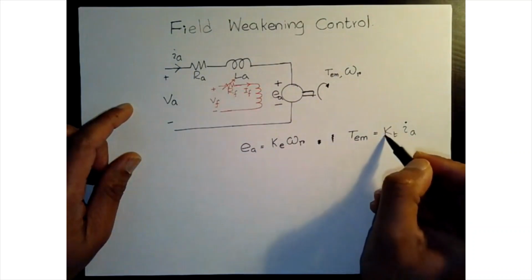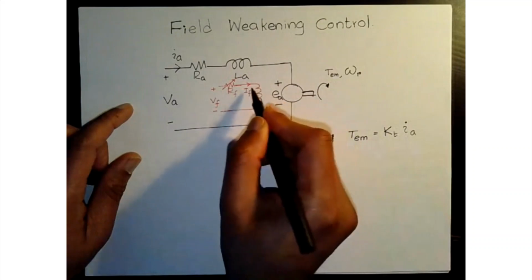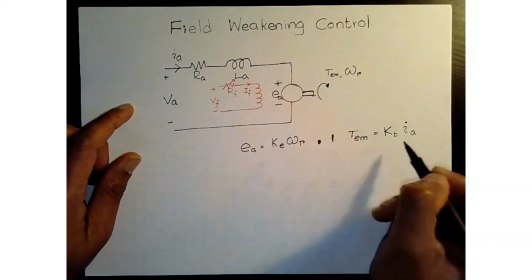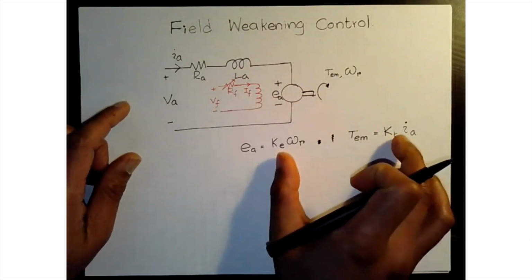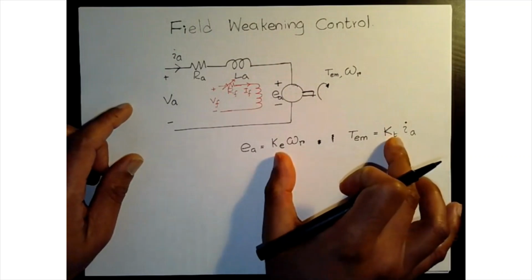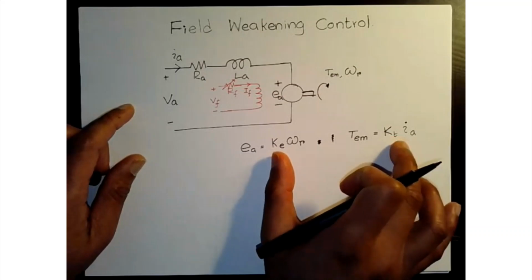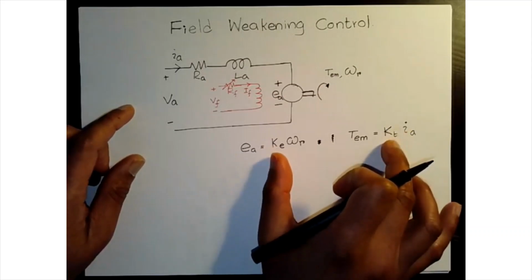Now, if we change this flux density or total flux by changing this field current, both your KE and KT will change, right? And they're going to be in SI units. They will still be the same or close. I keep saying it will be the same, but it's not going to be the same. They will be very close. However, they will be lower than before or higher than before. They're different.